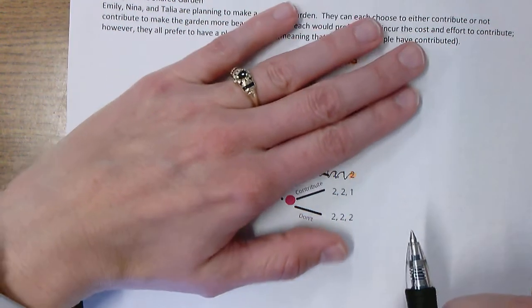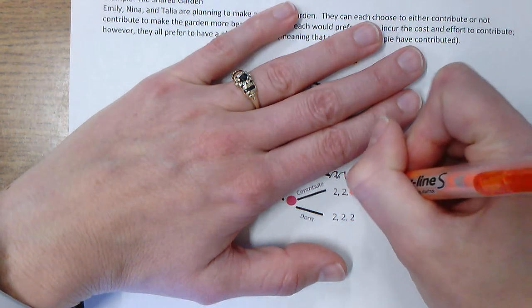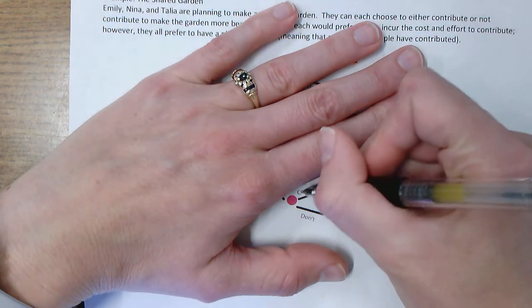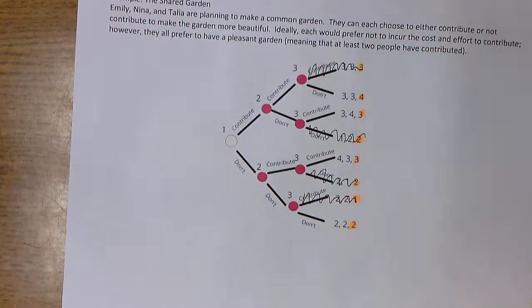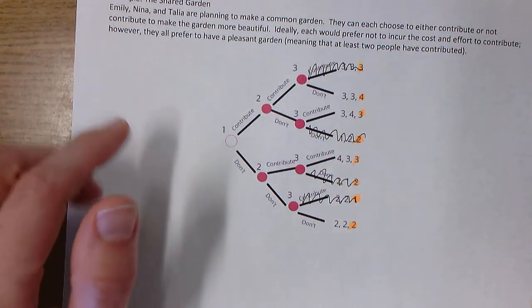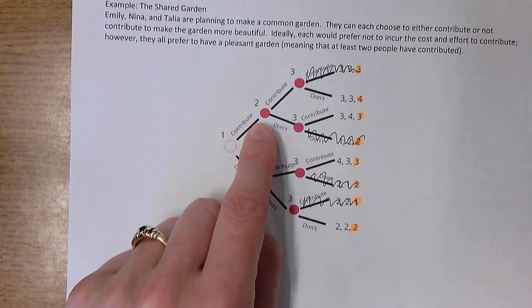All right, and then this last node down here, if player 3 ends up in this position, then you end up with a 1 or a 2. 2 is the better option, so they would choose not to contribute. All right, so now we've looked at all player 3 outcomes. Now we're going to go to the next decision node, which in this case is player 2's outcomes.